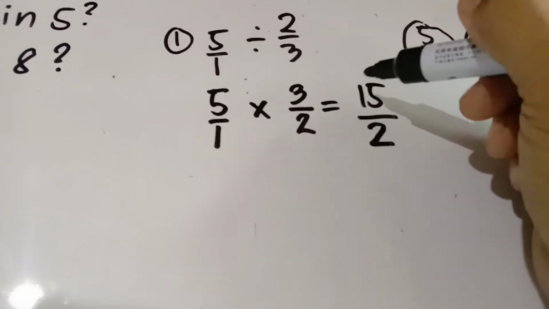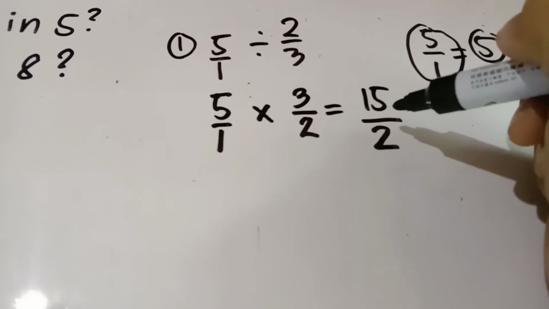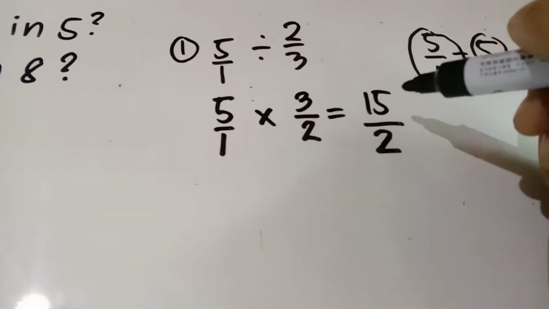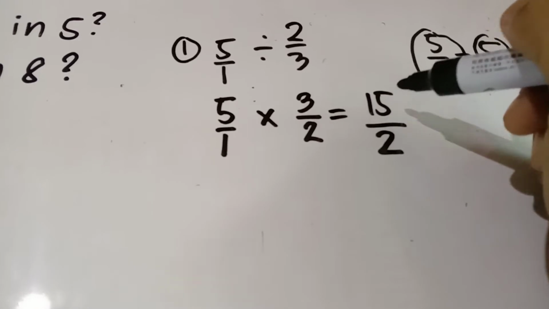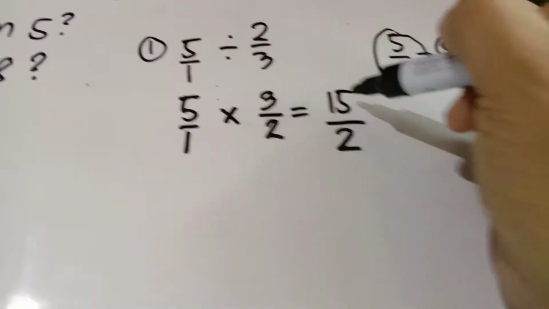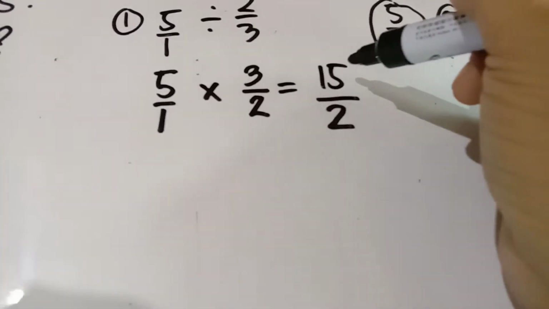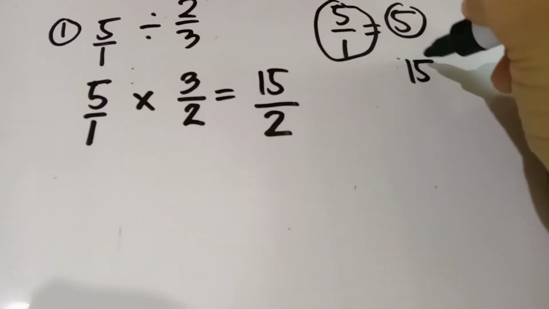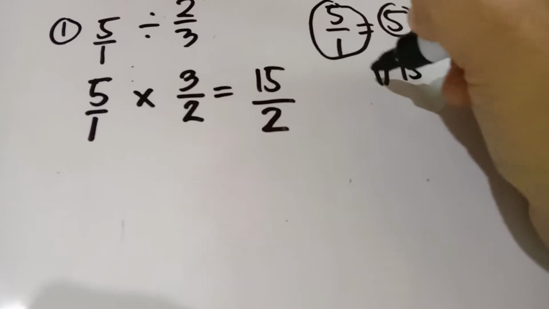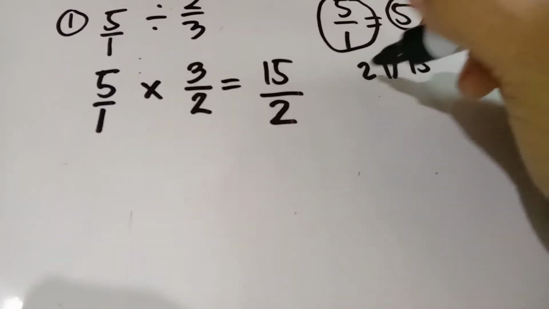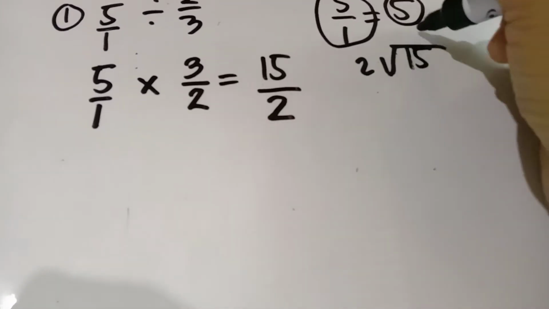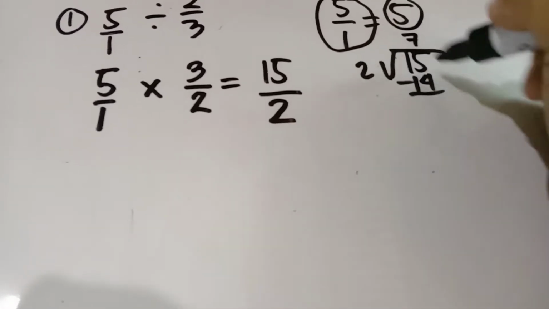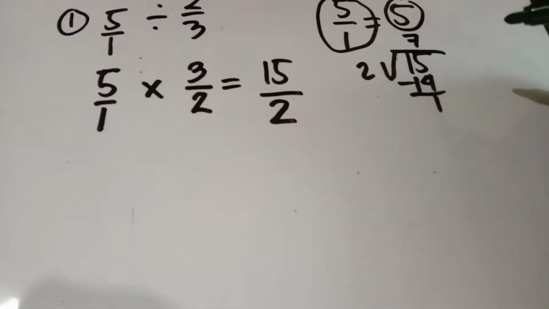So, again, paulit-ulit kong sinasabi, no, that if your answer is an improper fraction, you need to change the fraction to a mixed number. Gagawin natin itong mixed number by dividing the numerator by the denominator, which is 2. So 15 divided by 2, that is equal to 7. 7 times 2, that is equal to 14. 15 minus 14, that is equal to 1.